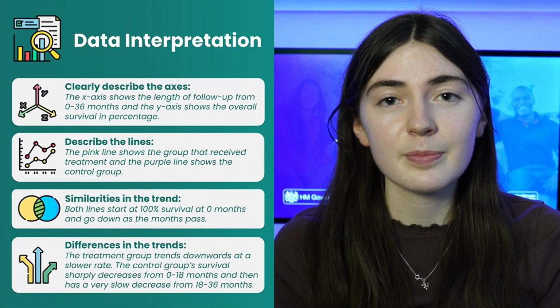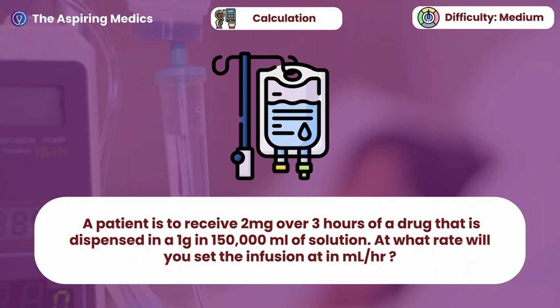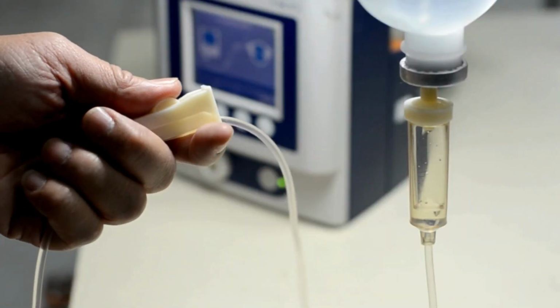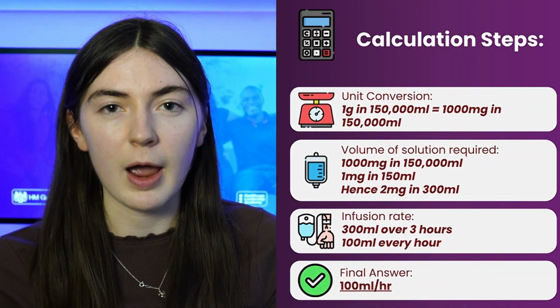A patient is to receive 2 milligrams over 3 hours of a drug that is dispensed in a 1 gram in 150,000 milliliters of solution. At what rate will you set the infusion at in milliliters per hour? So first, I want to convert 1 gram to milligrams, and that's 1,000 milligrams in a gram.